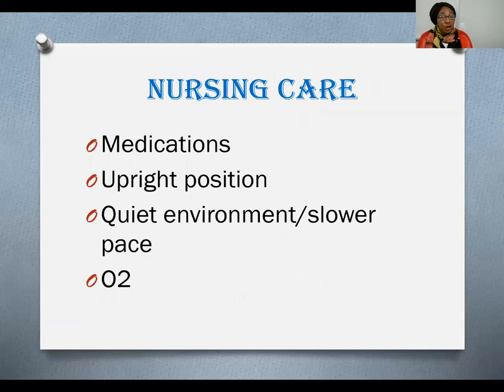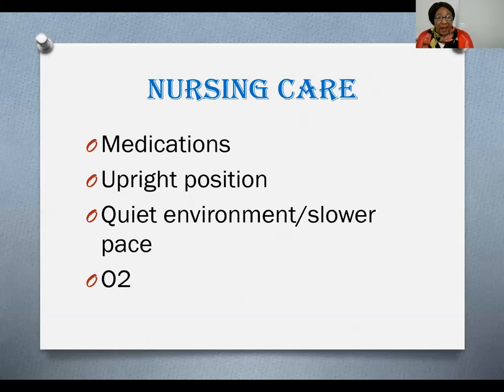Some nursing care that you can do with somebody with respiratory problems is medications, and also making sure that they are sitting in an upright position. Usually people with respiratory problems do not even like sleeping on the bed. They would rather sleep in the recliner because then they can breathe well. When they lay down flat on the bed, they have difficulty sleeping. So you will see a lot of residents who would rather sleep in the recliner.